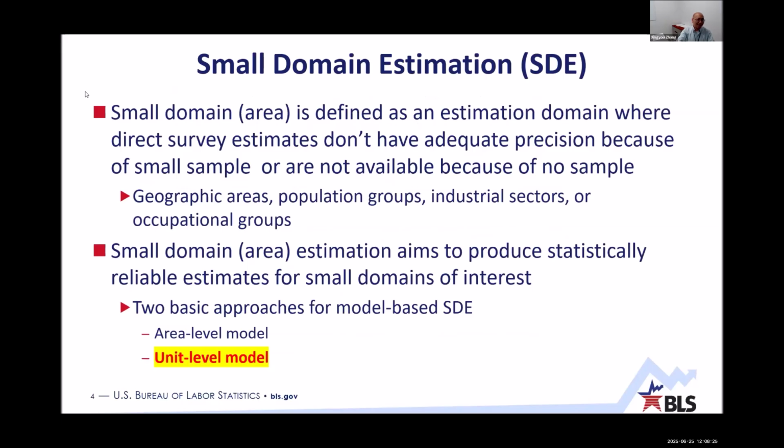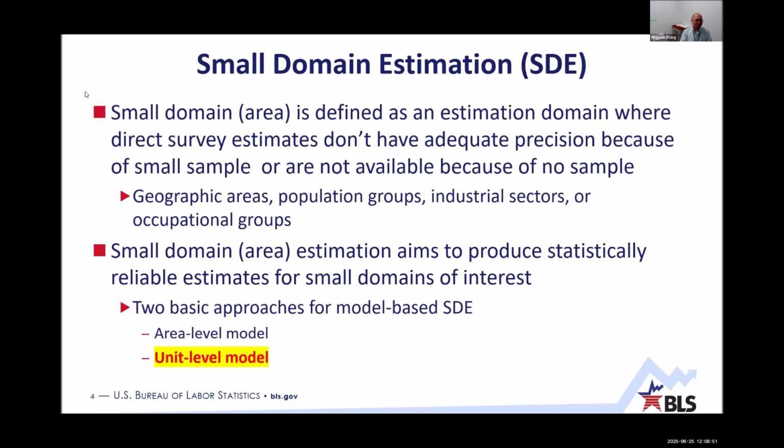Small domain or small area is defined as any estimation domain where direct survey estimates don't have adequate precision because of small sample, or are not available at all because of no sample. Usually it is called a geographic area, that's why we call it small area, more for population and household surveys. Domains can also be population groups, industry sectors, and occupation groups. This is our case.